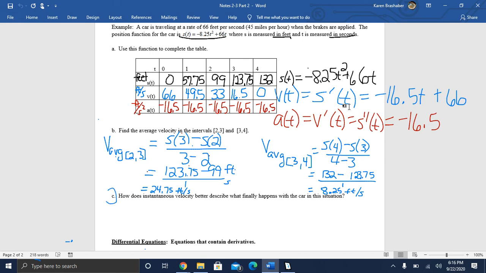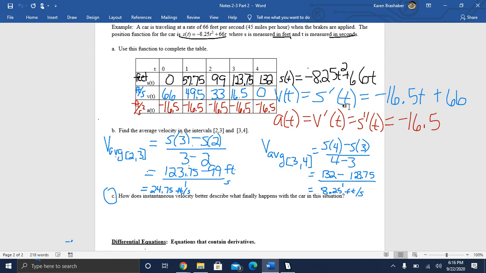So as you answer part C, think about the fact that instantaneous velocity gives you information about a specific point in time, where average velocity is information about an interval of time. And so that's the example that I wanted us to consider using this new idea of acceleration. And then finally, I just have kind of a hodgepodge of examples on this set of notes.